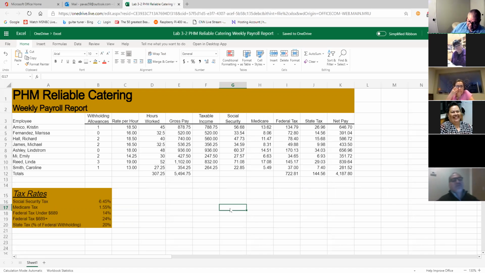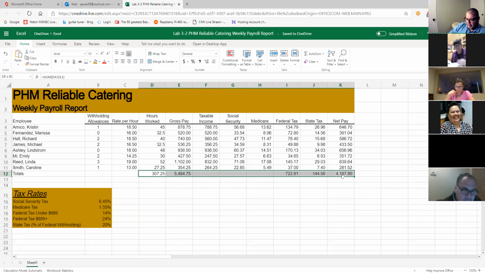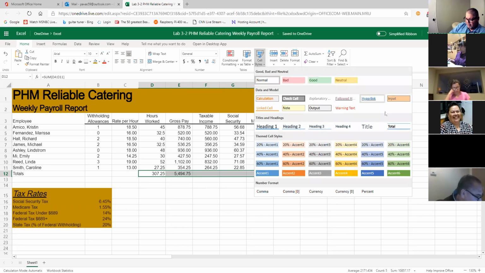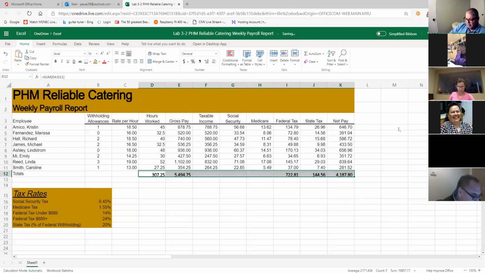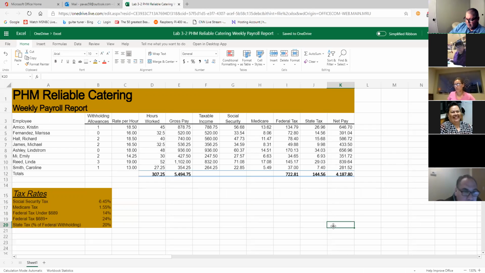And the second part of 17 says apply the total cell style to the range A12 to K12. So A12 to K12 right there. We're going to do the total cell style. So cell styles are right here, and here's the total. Okay. When I click away, you will see it, see? So that's the lines, the double bottom lines and the top border.